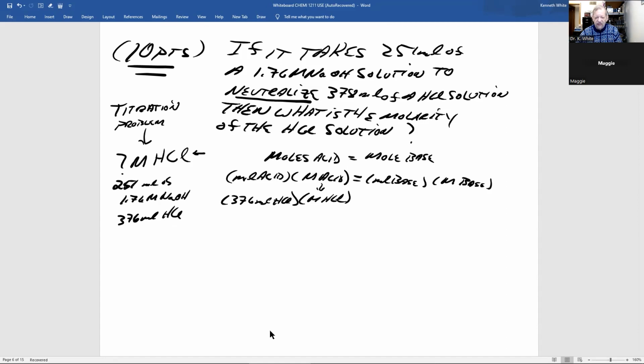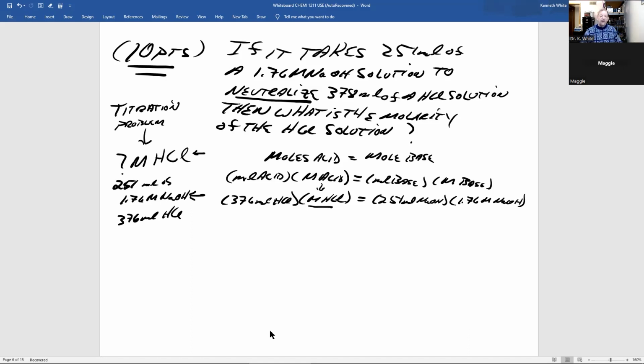This we have to determine. What's the milliliters of the base? Well, the base is NaOH. That's 251 milliliters NaOH times the molarity, 1.76 molar NaOH. And we want to solve for this.